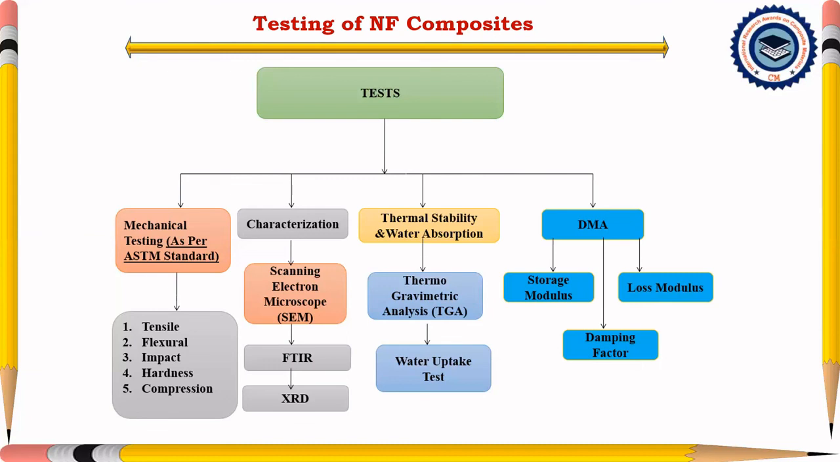Final one, DMA. What is DMA? DMA is considered as dynamic mechanical analysis. In this dynamic mechanical analysis, three important categories are there. First one, storage modulus, E dash, then loss modulus, E double dash, third one, damping factor.